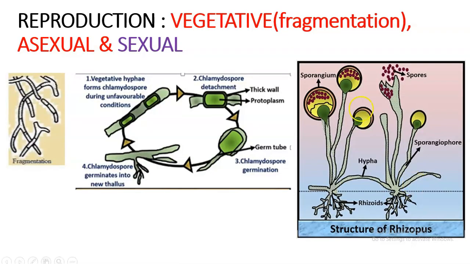Okay, there are three modes of reproduction. Vegetative, that is through fragmentation. You can see that maybe due to a herbivore biting, or due to accidents, or due to drying up, a particular piece will be broken away, and that will be forming into a new thallus. So that is called vegetative fragmentation. Then asexual and sexual. You can see these are the two modes of asexual reproduction. One is the formation of chlamydospores, and one is through the formation of sporangium. Okay, we will discuss this in the upcoming slides.